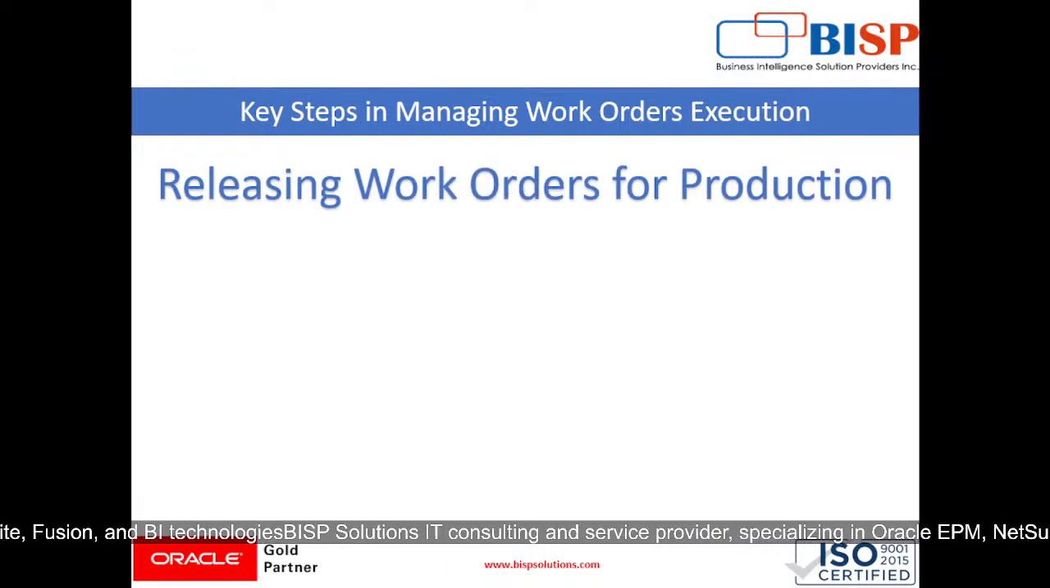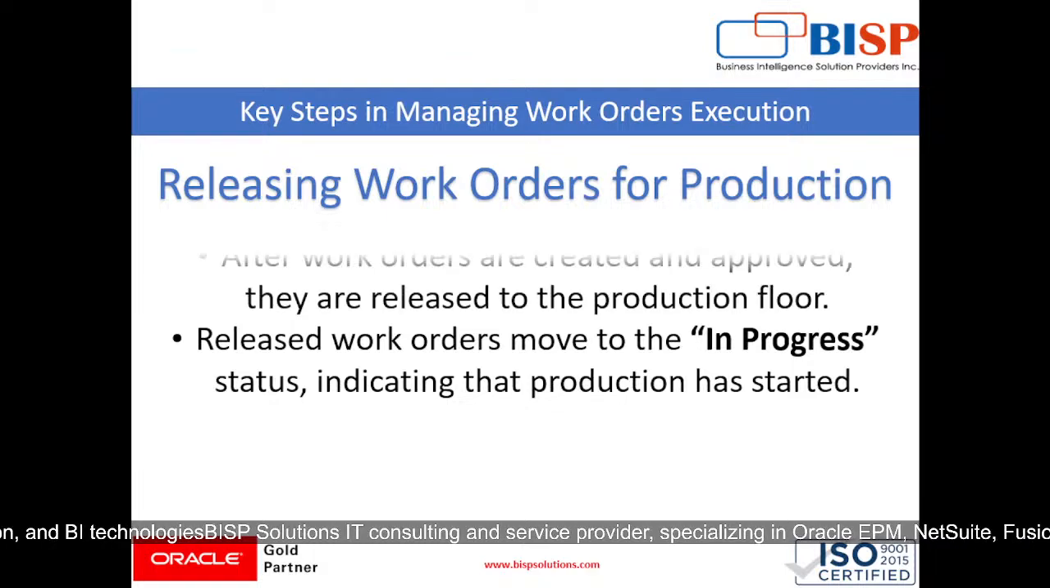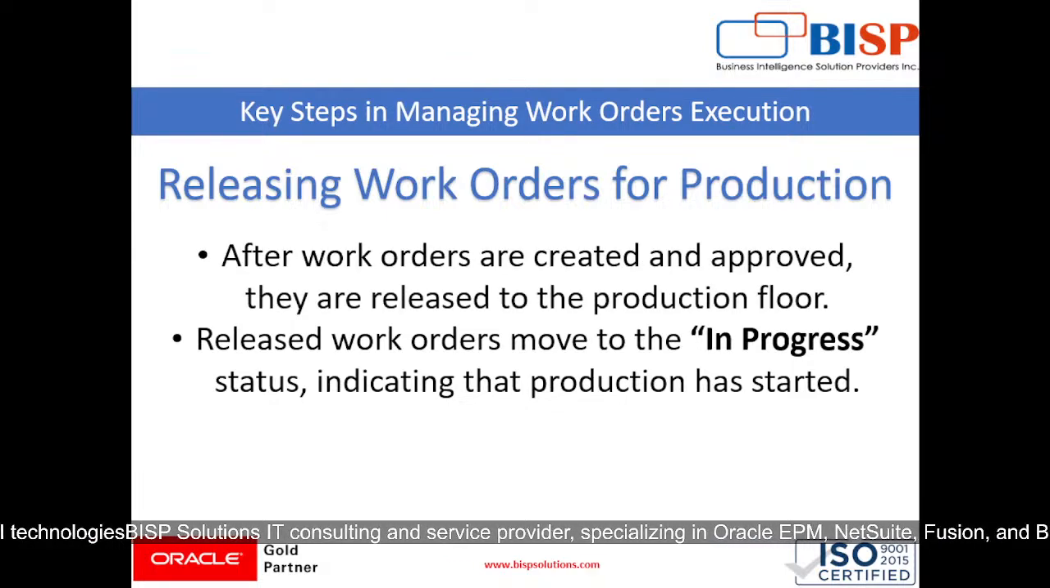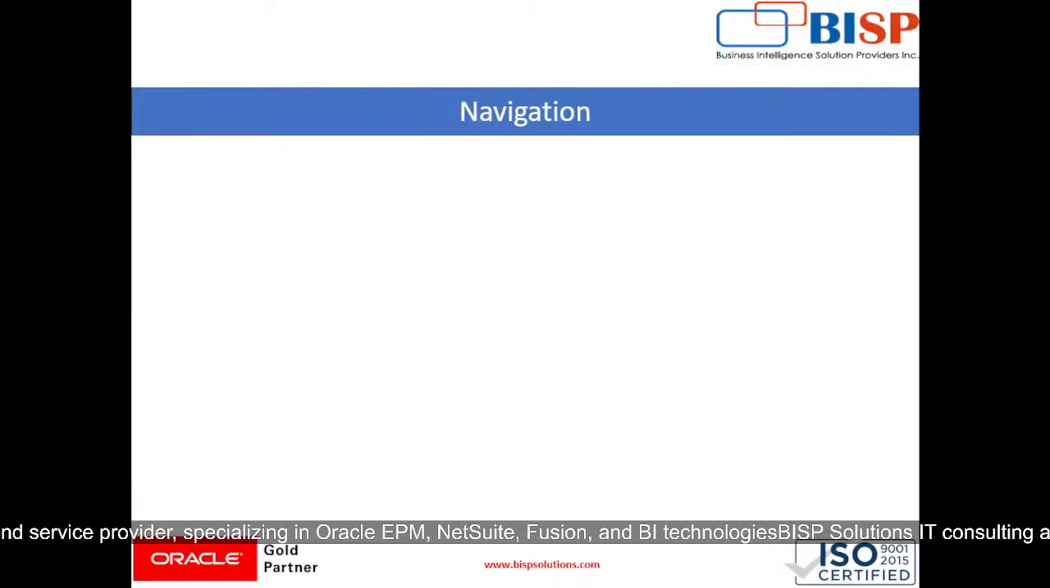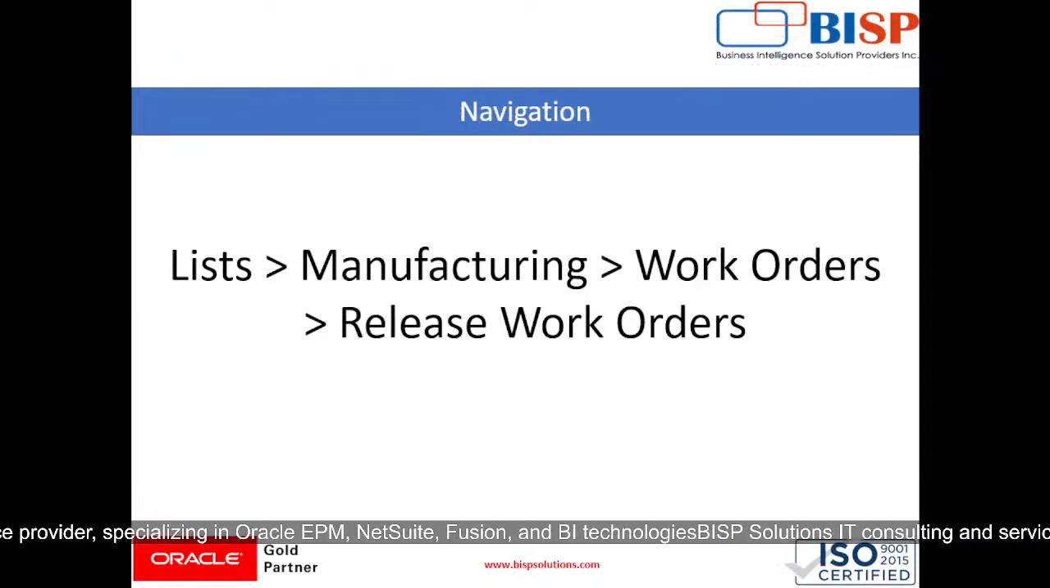For that, releasing work orders for production is there. After work orders are created and approved, they are released to the production floor, and released work orders move to the in progress status, indicating that production has just started. Navigation: under the list option we can find manufacturing. Under manufacturing, work order is there, then we have to release the work order.